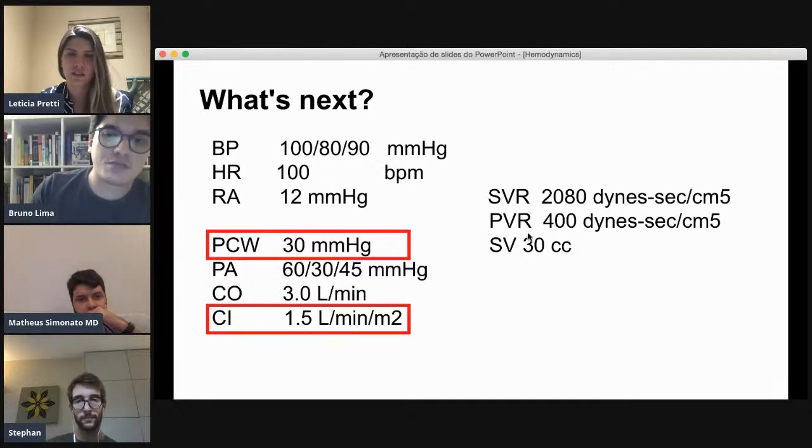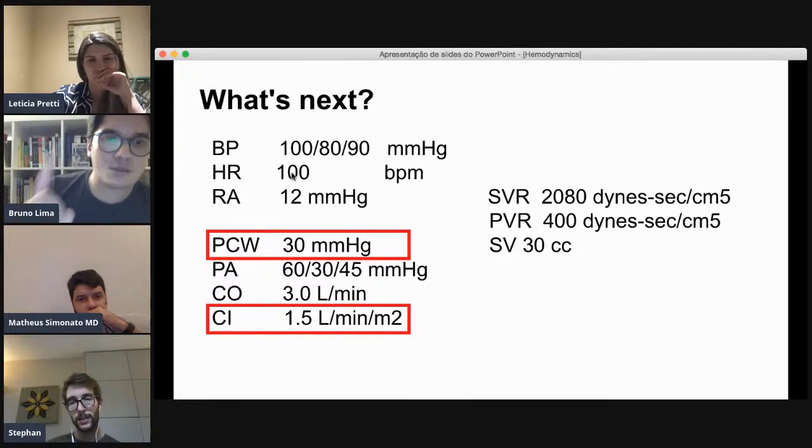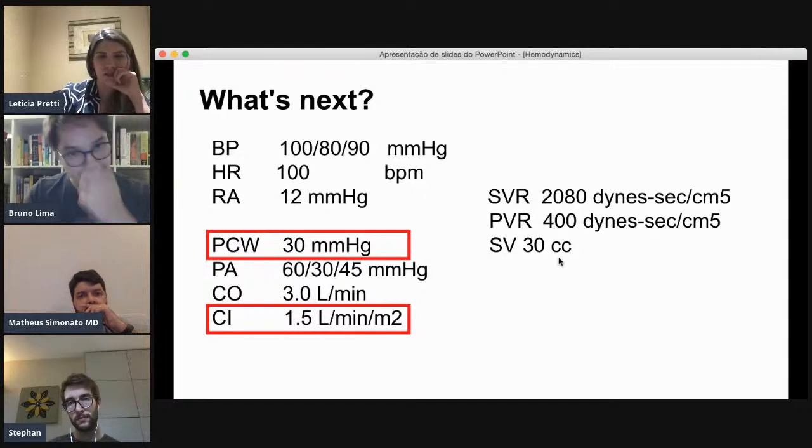So with each beat, he puts out 30 cc's. He has 100 beats in 1 minute. So multiply them, then you have like 3 liters in 1 minute. Okay, so cardiac output is equal to heart rate times the stroke volume.